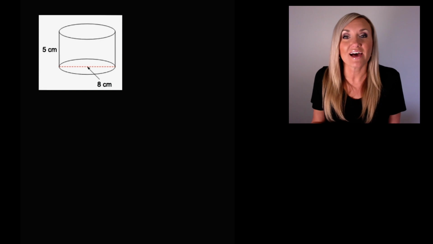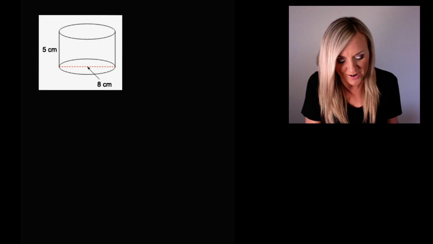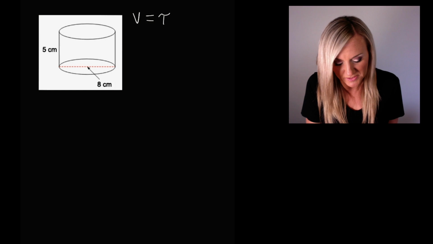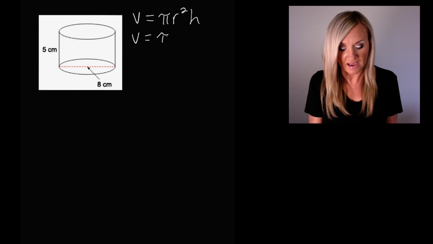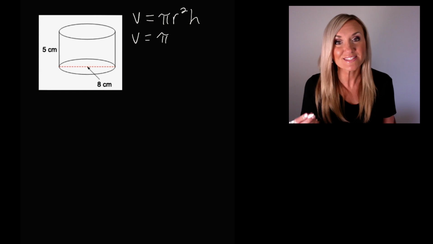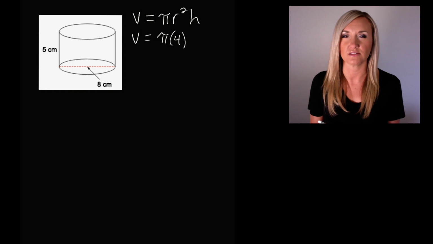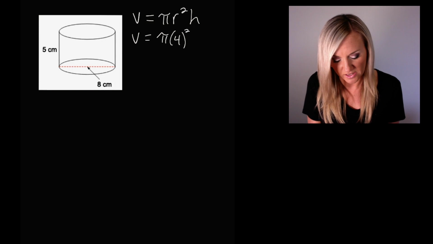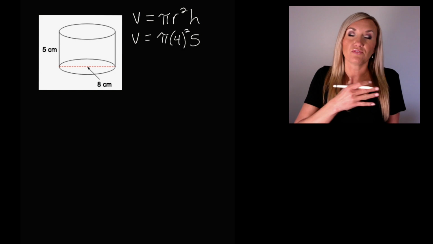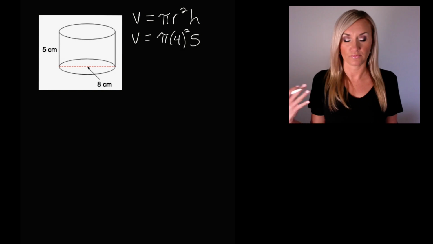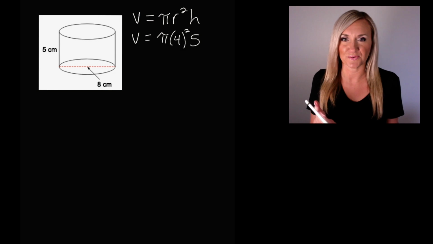Did you notice that the problem gave you the diameter and not the radius? I hope so. All right, so volume equals pi r squared h. Our volume is pi, and our radius for this problem is 4. I hope I didn't trick you and you guys use a 4 squared times 5. So whenever you are given the whole diameter, you want to make sure that you cut that number in half to give us our radius.